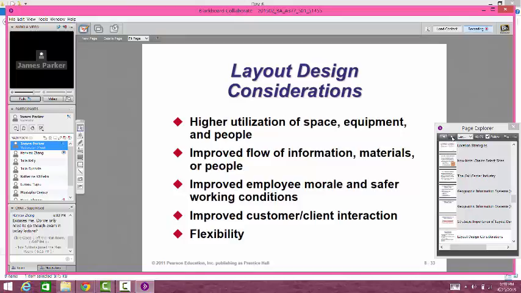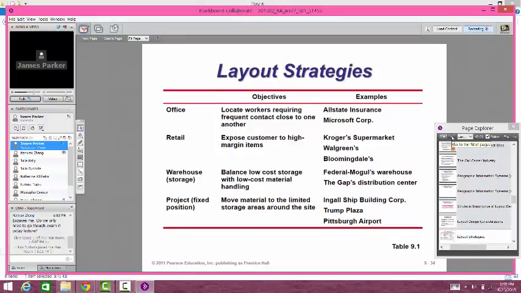So, higher utilization of space and equipment, improved flow, morale, safer work conditions. Again, it's such a broad area: office, retail, warehouse, storage. So very, very different needs.